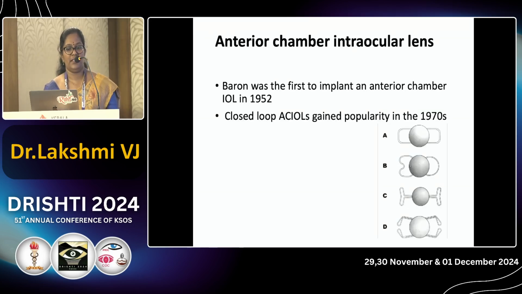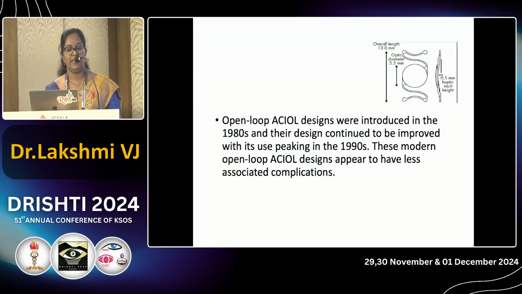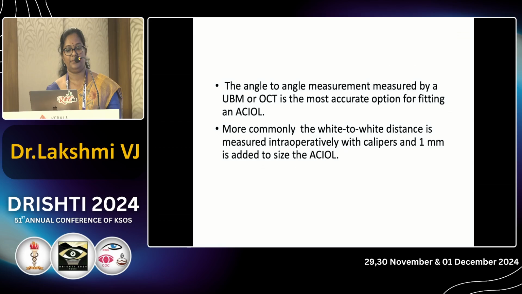A few words about the anterior chamber intraocular lens. We are all putting iris claw, SF IOL in many forms, but there are people putting anterior chamber intraocular lens even now. Baron was the first to implant an anterior chamber IOL in 1952. Closed loop AC IOLs came in the 1970s. Open loop came in the 1980s and 1990s; all were open loop designs. Even now, we have very modified versions of the open loop AC IOLs.